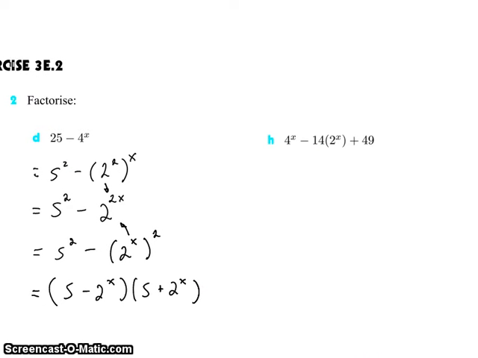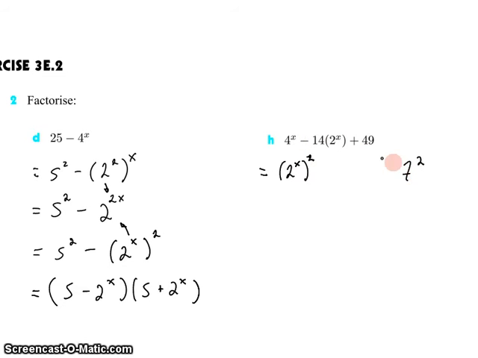Taking a look at part H, again we're looking for familiar forms. Very first thing I notice is this same 4 to the x, which I can take advantage of in the same way. That's going to be 2 to the x squared. So that's something squared. 49 is something squared too. It's also 7 squared, so I have squares. 2 to the x squared, 7 squared. Here's a 2 to the x, there's a 2 to the x, here's a 14, there's a 7.